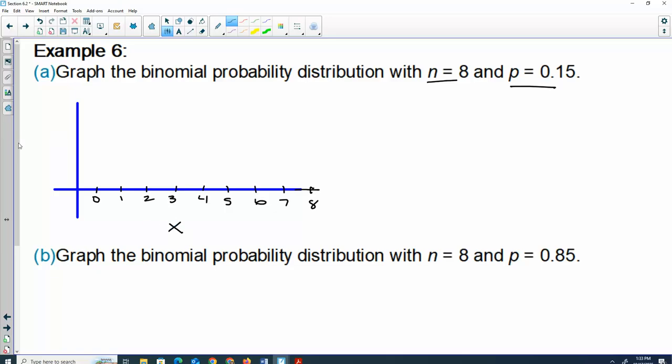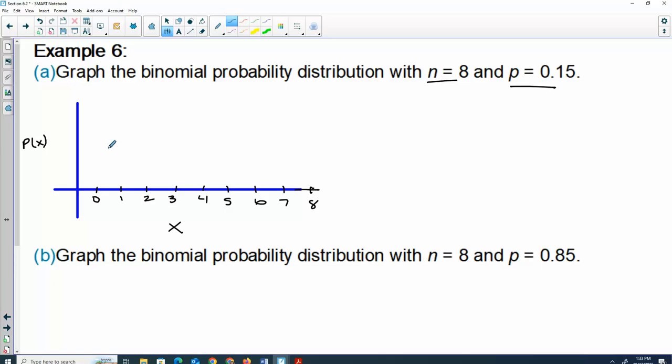And then we're graphing our probabilities. Now, we could calculate each one of these, but we also have a table, right? Don't we have the probability distribution in front of us? So if n equals 8 and p is 0.15.